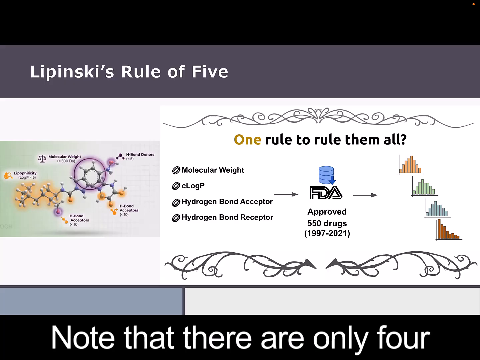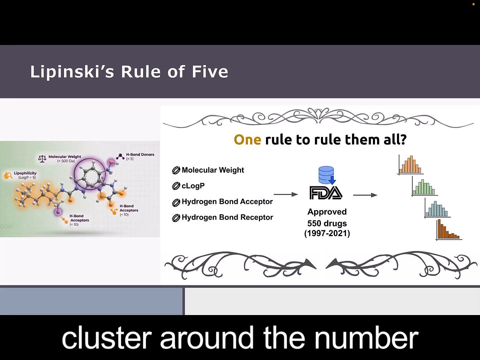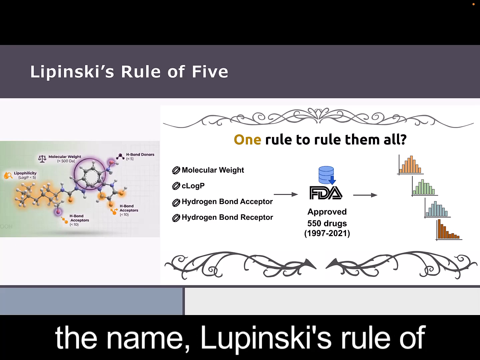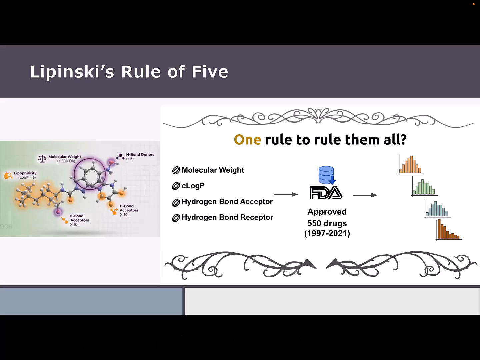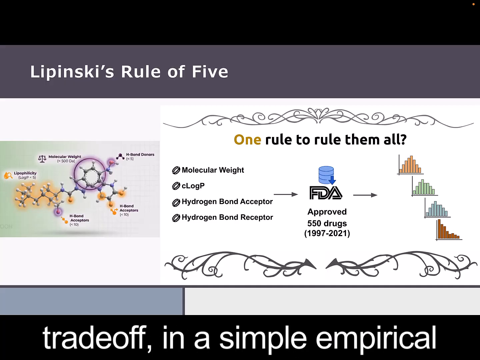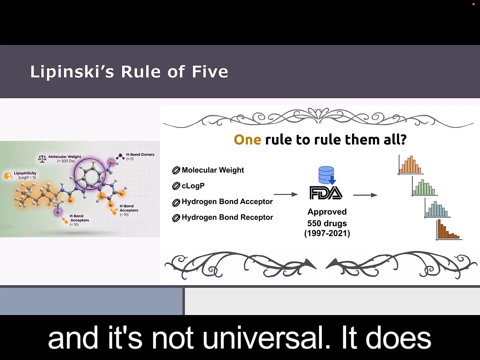Note that there are only 4 rules, but all the values cluster around the number 5 when optimized, hence the name, Lipinski's Rule of Five. The Rule of Five captures this solubility permeability trade-off in a simple empirical way. However, it's not a law and it's not universal.